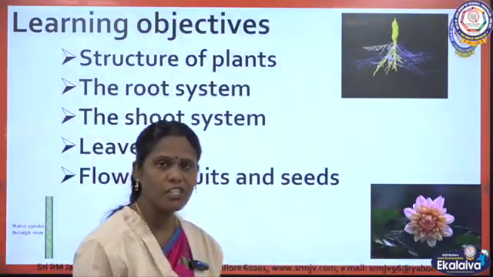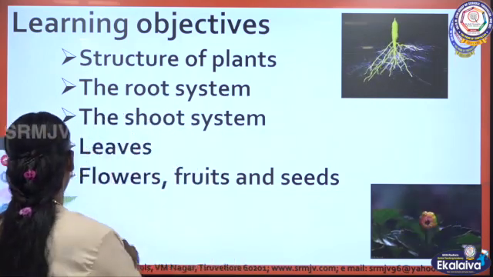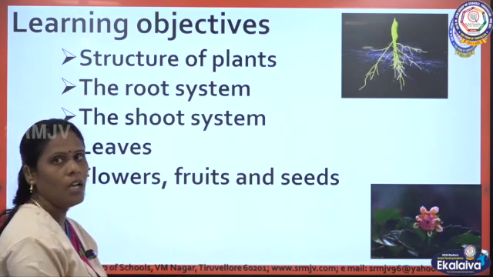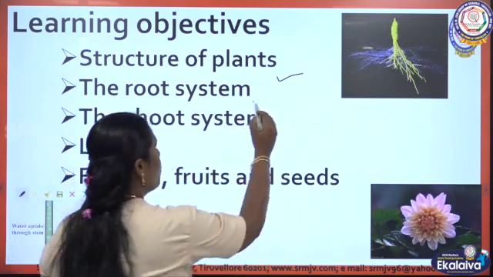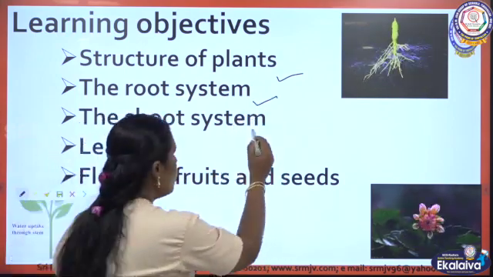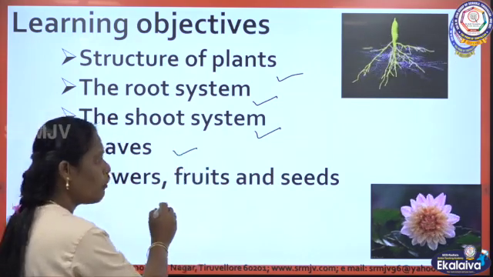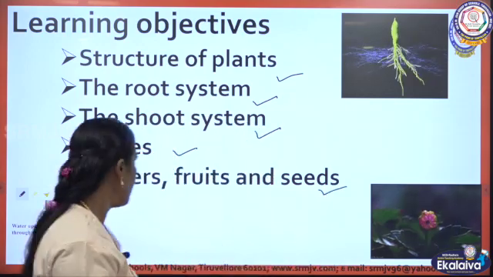By the end of this chapter, you should be able to state the structure of plants, the root system, the shoot system, leaves, flowers, fruits and seeds.